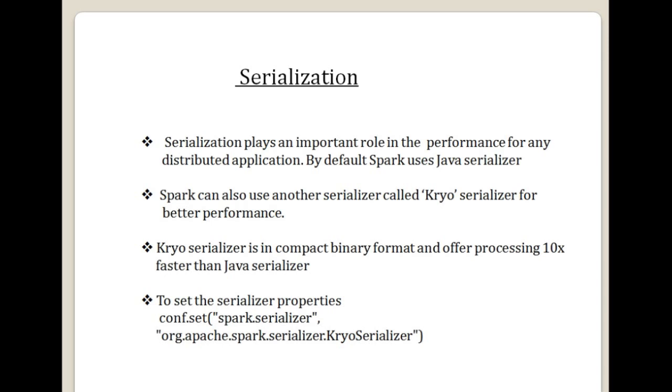So to set the Kryo serializer as part of my Spark job, we need to set a configuration property. That property is org.apache.spark.serializer.KryoSerializer.